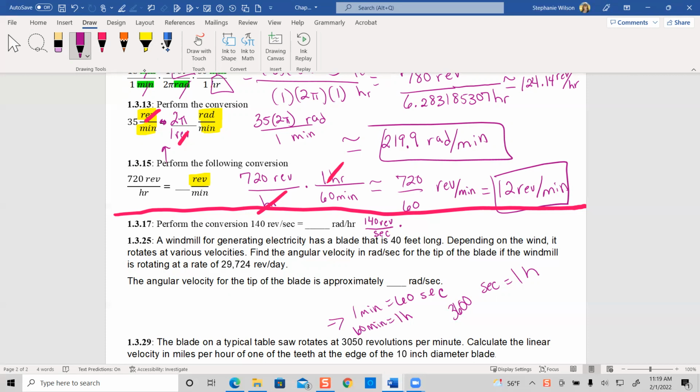So you can use this one, or you can use this one. It doesn't matter. I'm going to use this one because I'm going to keep it as simple as possible. Remember, we want the seconds to go away, so they need to be on top. We need to be able to reduce it. See it? It reduced. That's what we wanted. All right, so now I got revolutions per hour, and we want radians per hour.